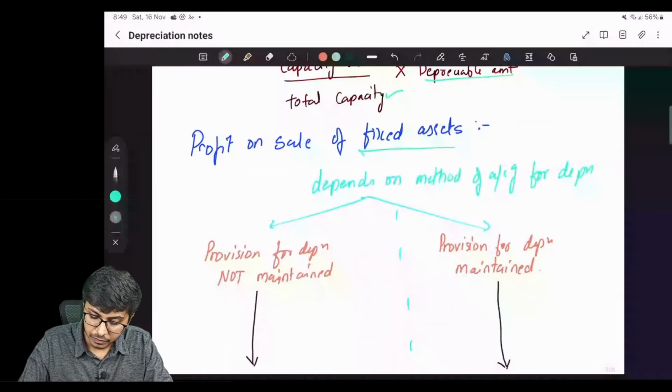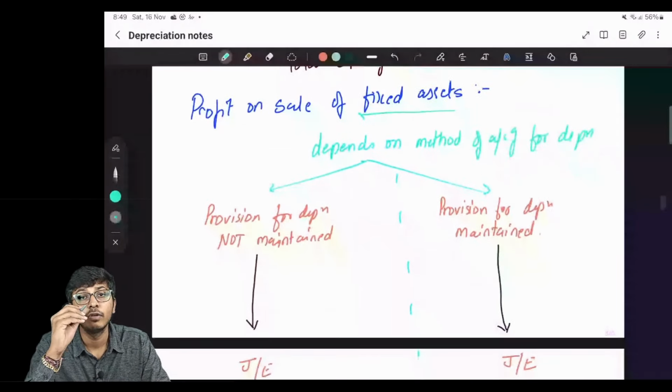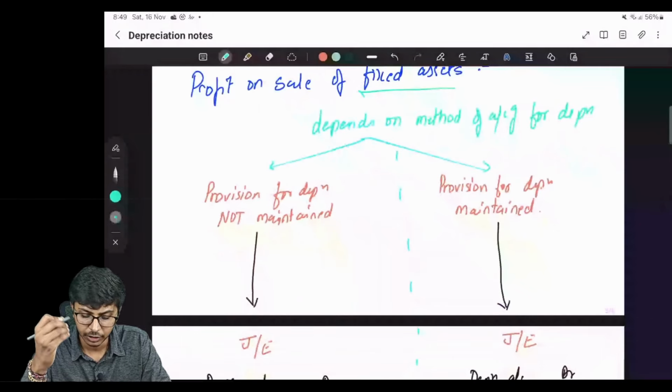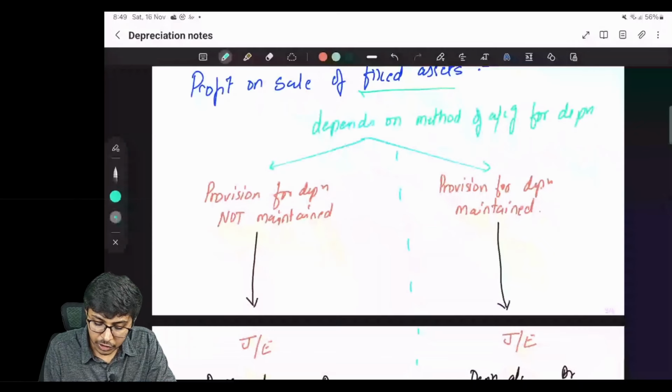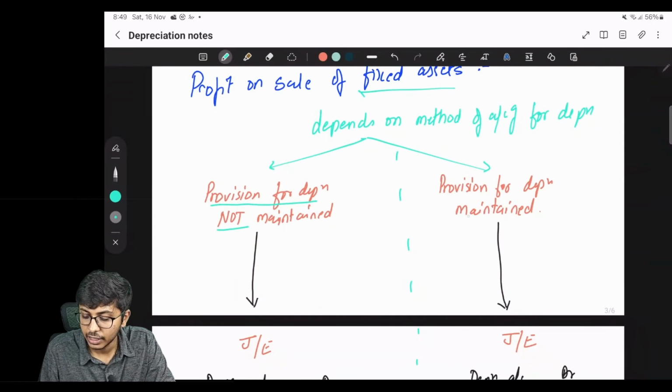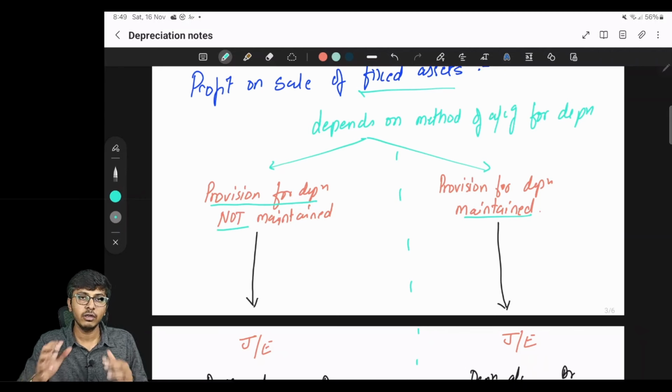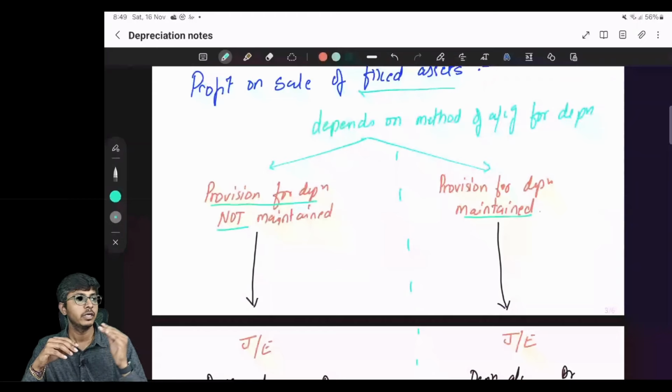Again, we will see first what is the journal entry that you will pass for providing depreciation. There are two methods: one where provision for depreciation is not maintained, or one where provision for depreciation is maintained. Just imagine I bought an asset for 10 lakh rupees and provided depreciation of 1 lakh each year. After 3 years, if I see my books of accounts, what should be the asset value? It should be 7 lakh rupees.